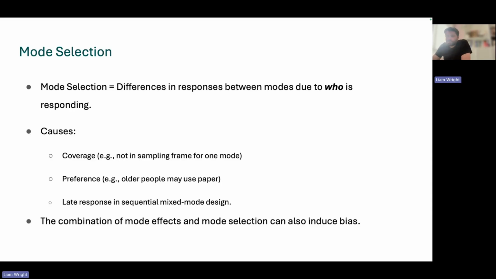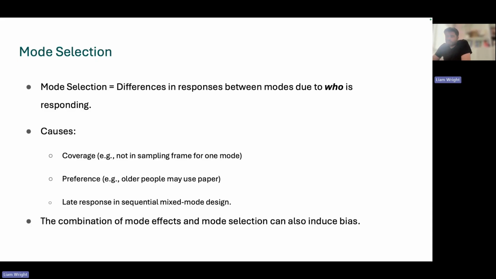This can be because of differences in coverage. For instance, a survey might not have a telephone number for some individuals and so might only invite them via web. There could be differences in preference. People might be pushed to use a web survey, but offered the chance to request a paper questionnaire instead if they want it. For instance, older people might use that paper questionnaire when provided.